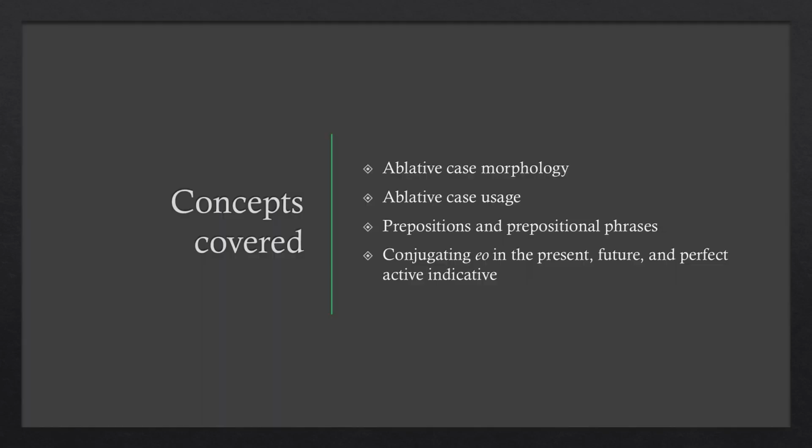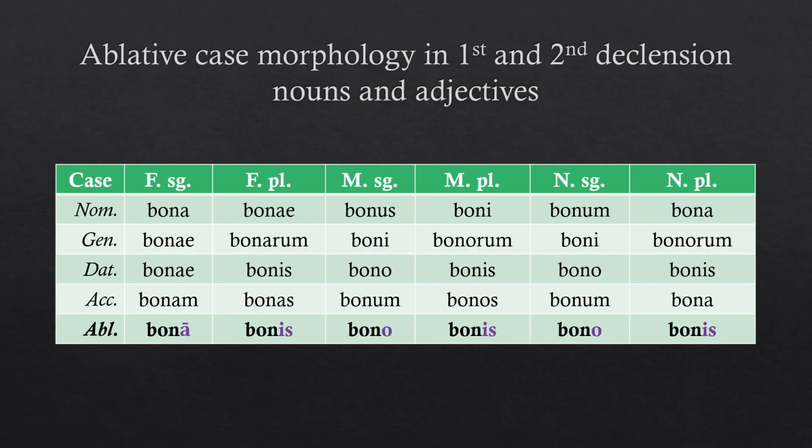This lesson will cover the following topics: ablative case morphology, ablative case usage, prepositions and prepositional phrases, conjugating eo in the present, future, and perfect active indicative. Are you ready to learn the last major noun case?